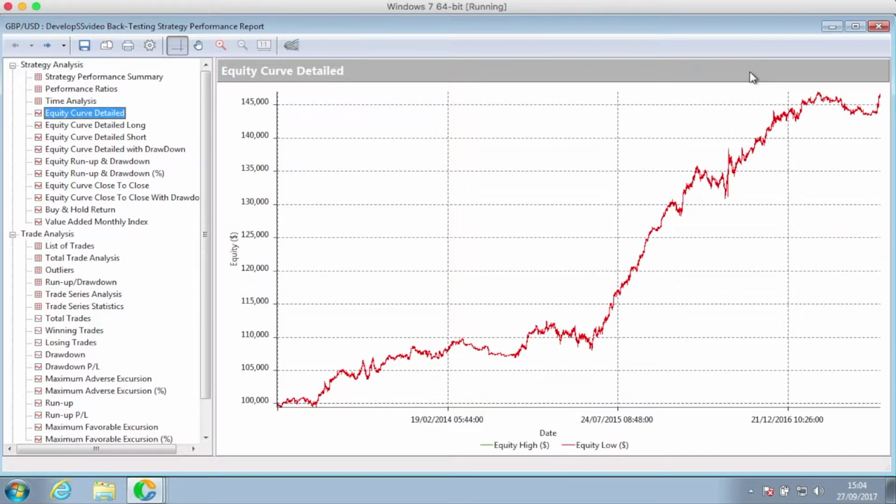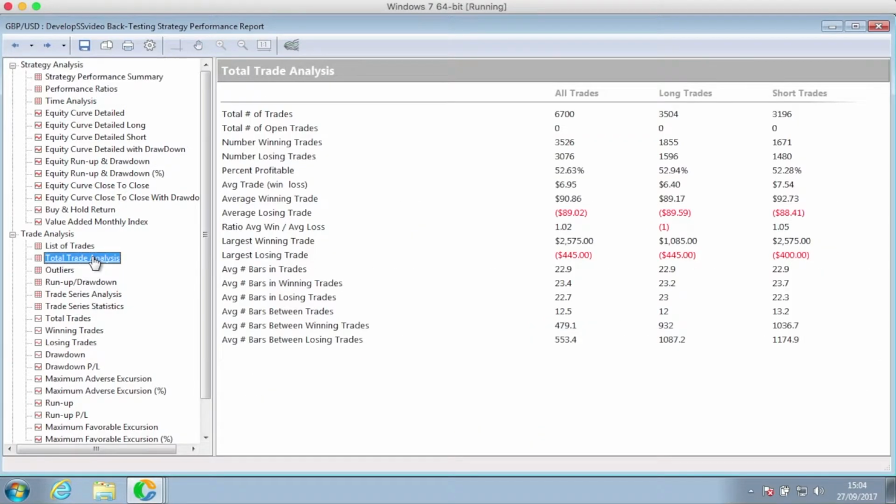But before we go any further, what we do is we have a look at another part of the report, which is the total trade analysis. This tells us some really important figures. Over the 5 years, we've got a total of 6,700 trades. So it trades a lot.